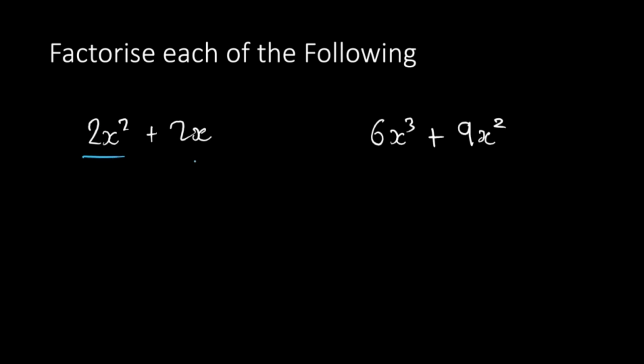So you have 2x squared and 2x. The way you take out the biggest common factor is you find the biggest number that can be taken out of both of these terms, and the biggest power of a letter that can be taken out of both of these terms. Okay, so in this case 2 can be taken out because you can divide both this term and this term by 2, and x because you can divide both x squared by x and x by x. Okay, so this will give you x plus 1.